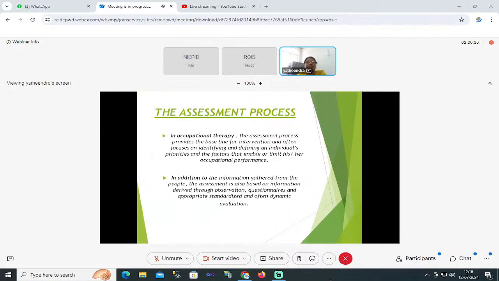reflexes. The assessment process provides the baseline for the intervention and often focuses on identifying and defining an individual's priorities and the factors that enable or limit his or her occupational performance.